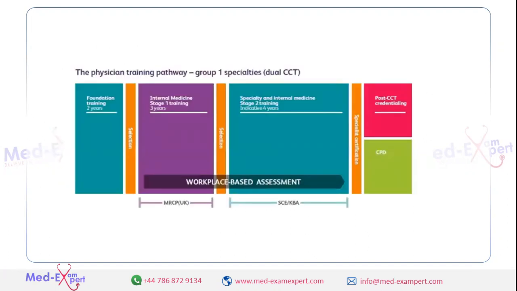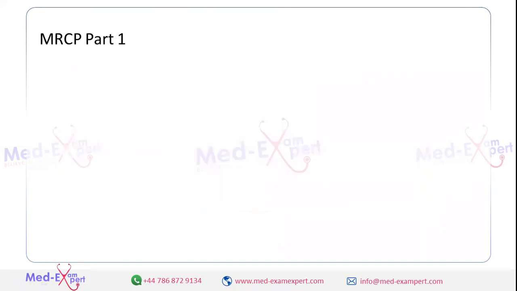This is the UK training pro forma or curriculum. Basically this holds good for UK graduates, not for international medical graduates. They have a foundation year followed by internal medicine training for 3 years, where they acquire the MRCP degree, followed by specialty training for 4 years, and subsequently they can get post-CCT credentials. This is for the UK graduate. International graduates earn the MRCP UK and then join as a registrar in the NHS.